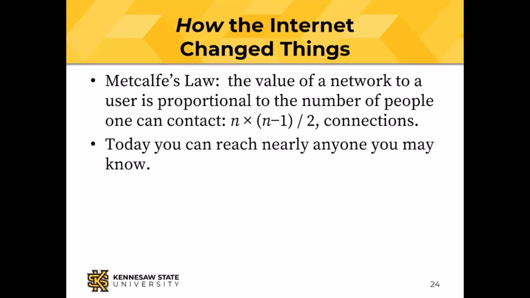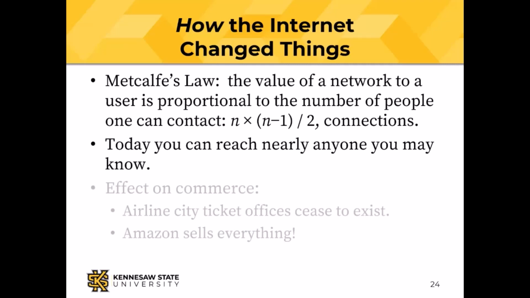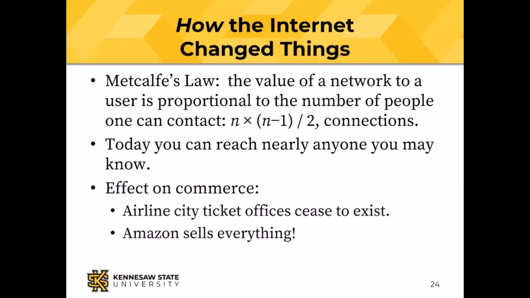Now you can reach nearly anybody you might know, and you can do it in seconds. So here's the effect on commerce. In 1985, there were over 20 Delta Airlines ticket offices spread around Atlanta. You know how many there are now? None. You know how many ticket offices Delta has outside of airports in the whole entire U.S.? One. There's one in Manhattan where you can buy an airplane ticket without going to an airport.